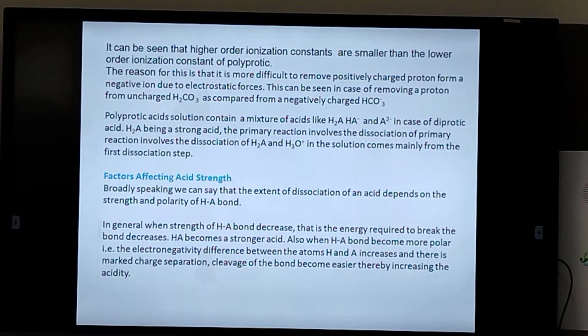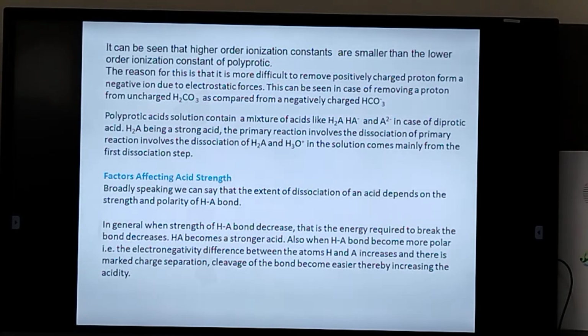Polyprotic acid solutions contain a mixture of species like H2A, HA-, A2-. In the case of a diprotic acid, H2A being a strong acid, the primary reaction involves the dissociation of H2A and H3O+ in the solution. That comes mainly from the first dissociation step.